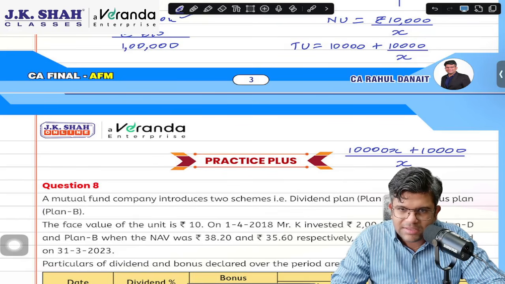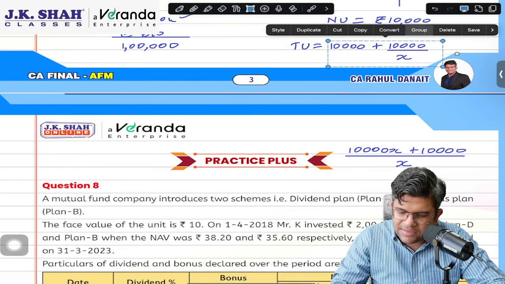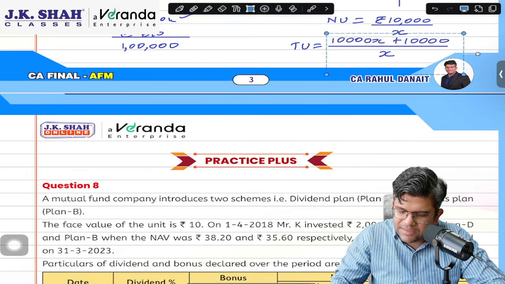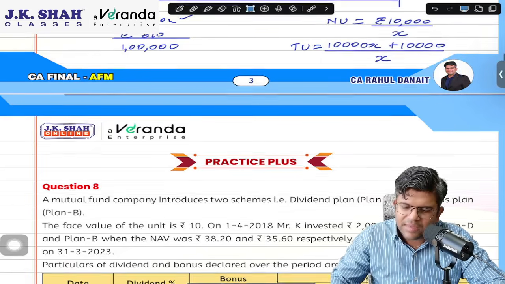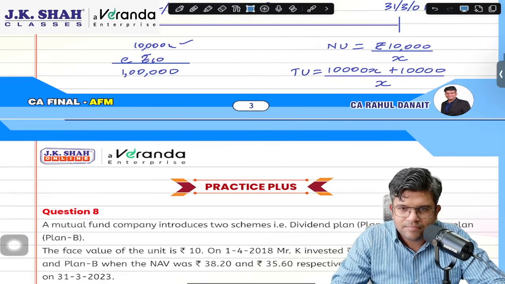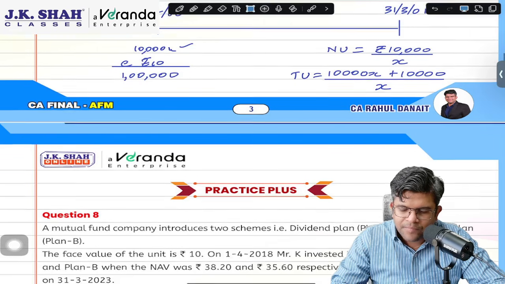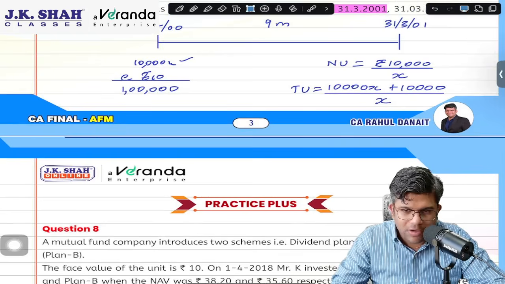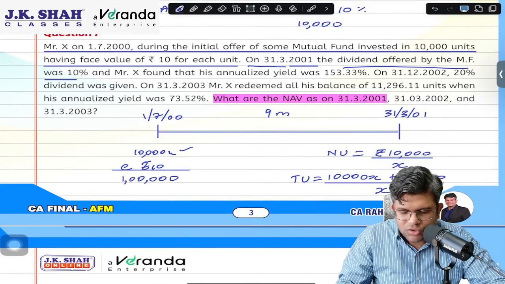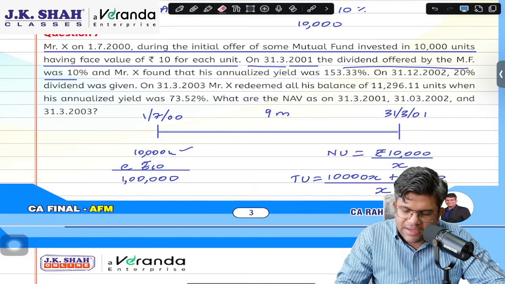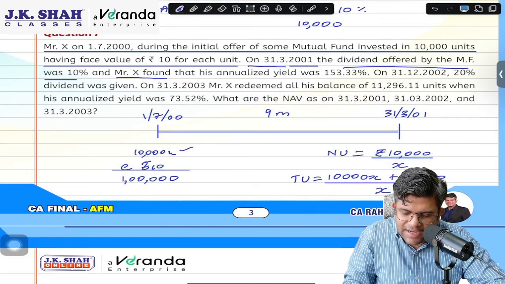10,000X plus 10,000, the whole divided by X. And this I will delete and this I will place it here. Everyone clear? 100% clear? These are your total units. Now, students, how do I solve for X? The hint lies in this line. Everyone read this line, please.